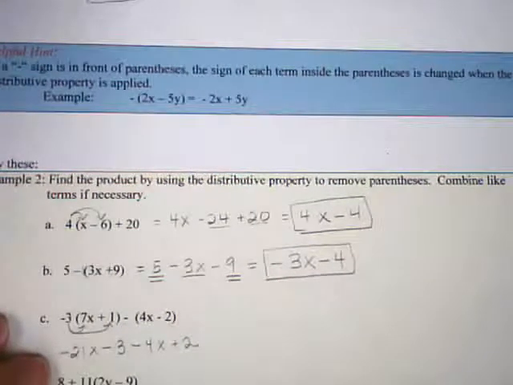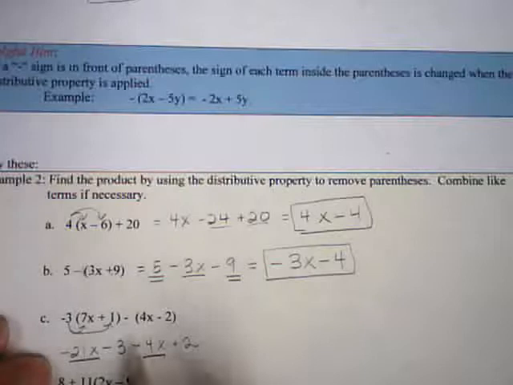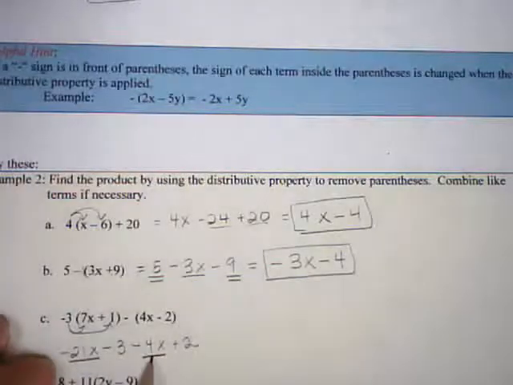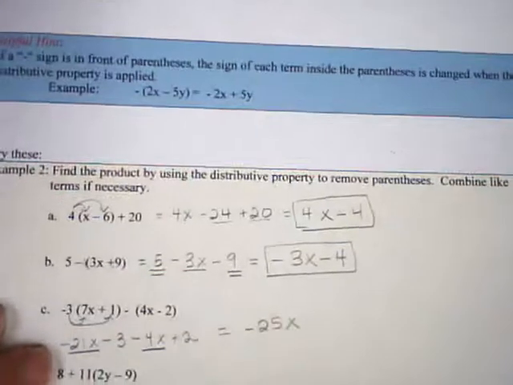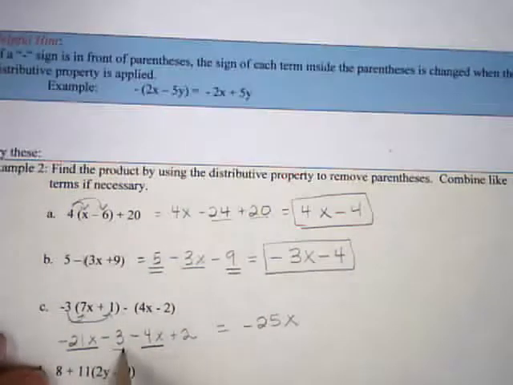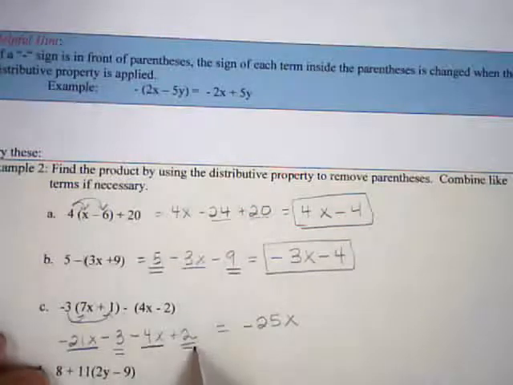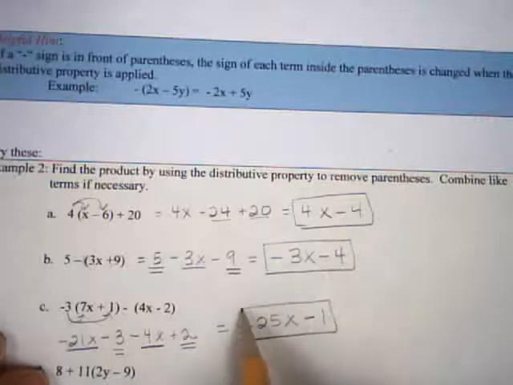Then I ask myself, do I have any like terms that I can put together? I look at my variable terms first. They're both negative, which means I'm going to be adding. Negative 21x and negative 4x would be a negative 25x. Then I'll look at my numbers, negative 3 and a positive 2. Since the signs are different, I'm subtracting, taking the sign of the higher number. So negative 25x minus 1 would be my final answer.